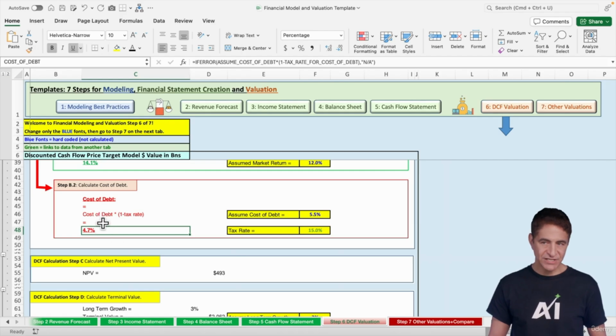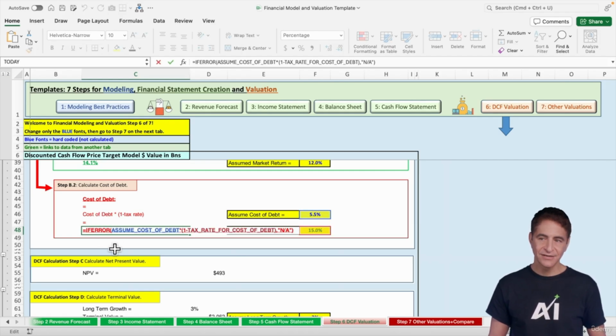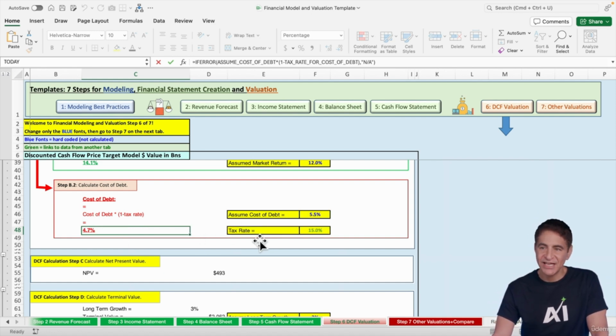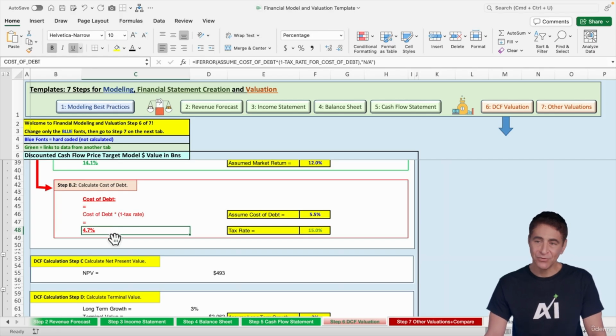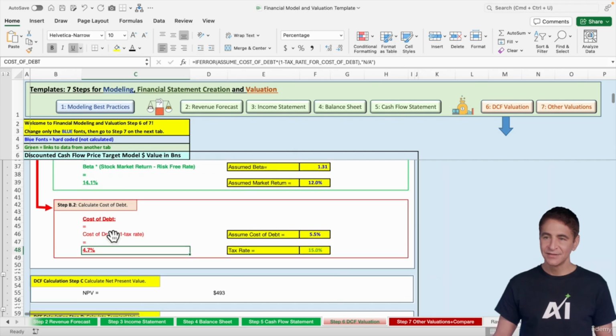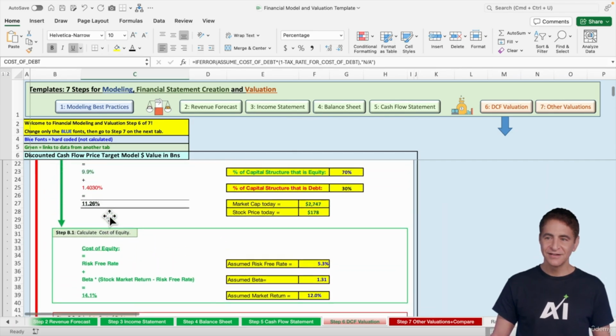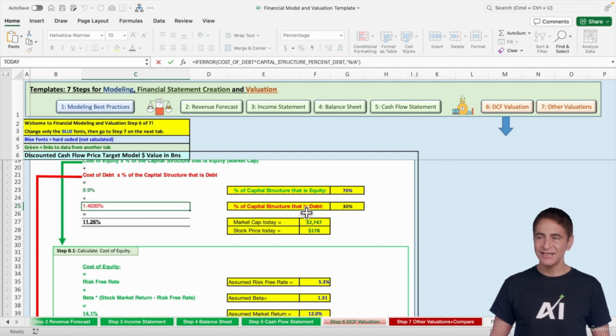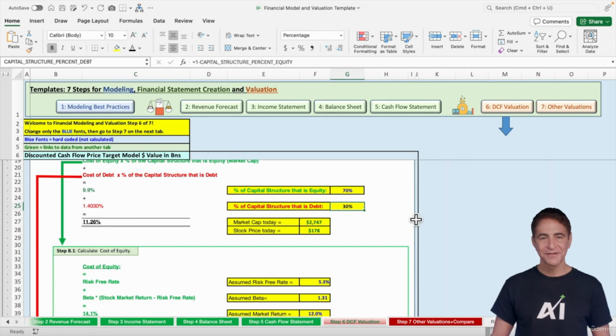And so the cost of debt is right here. You take the assumed cost of debt of 5.5% times 1 minus the tax rate of debt. So the cost of debt for Apple is 4.7%. Now, why does it show up here as only 1.4%? Because 30% of the capital structure is debt. So what we did here was we multiplied that times 0.3.